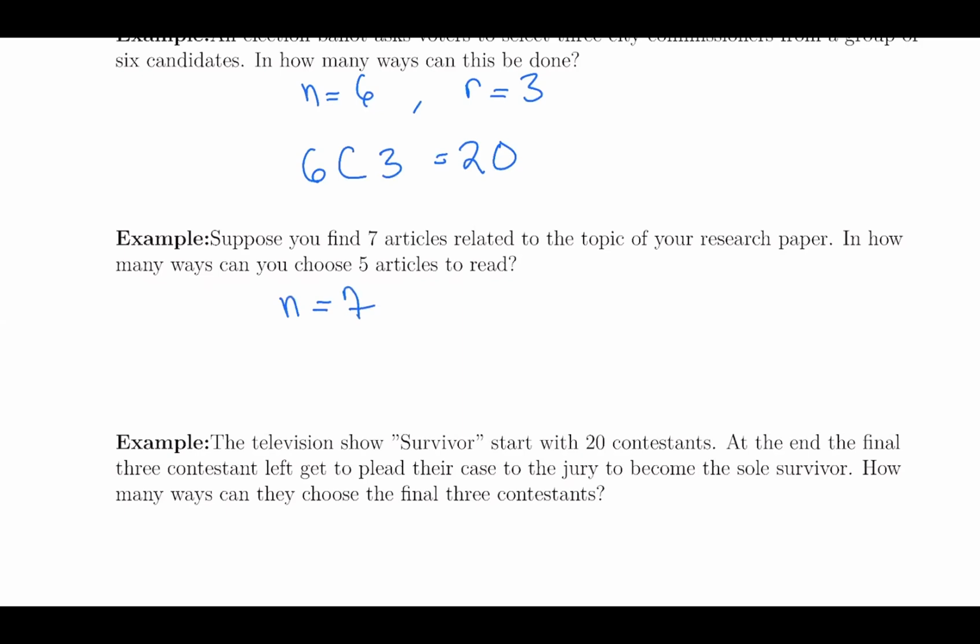All right. So N is 7. What is my R? I already saw some of you put R is equal to 5. So we're going to do 7C5. So 7C5 will be 21. All right, good job. And that's it for that one.